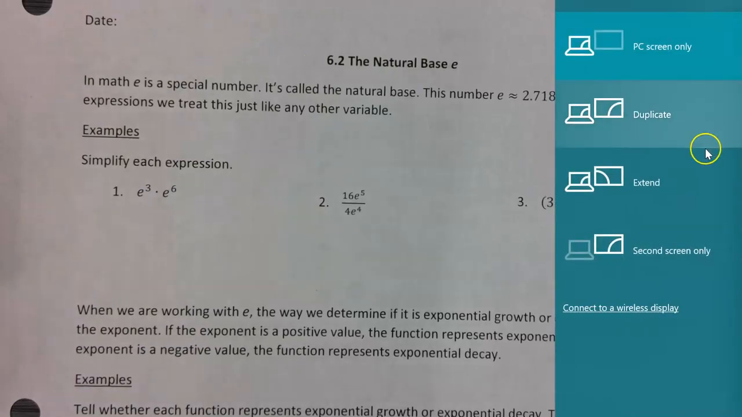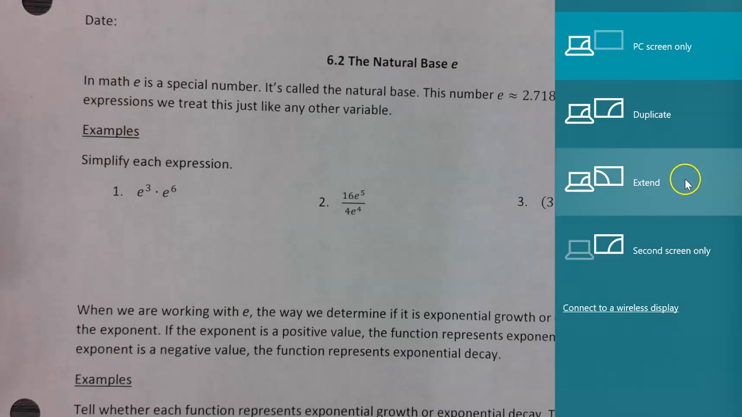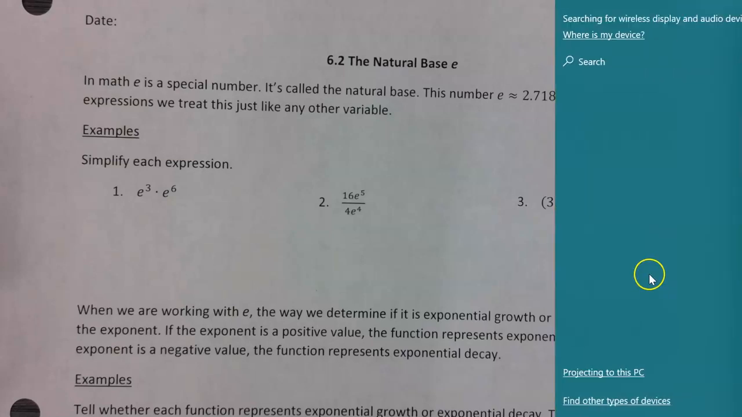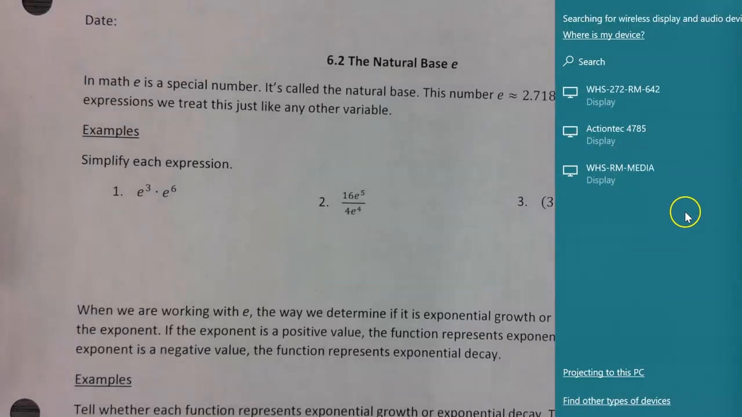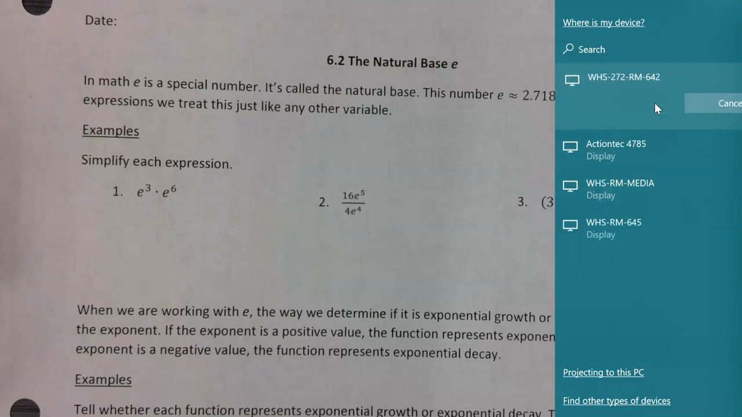So today we are talking about the natural base e. e is a special number. It is approximately 2.71.